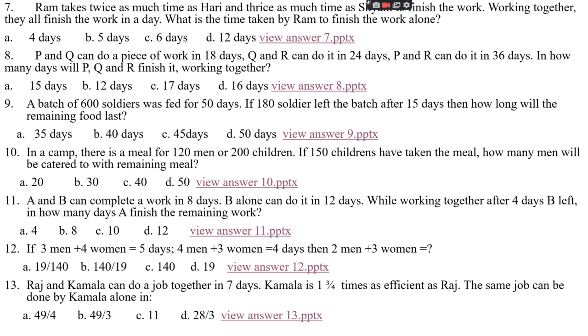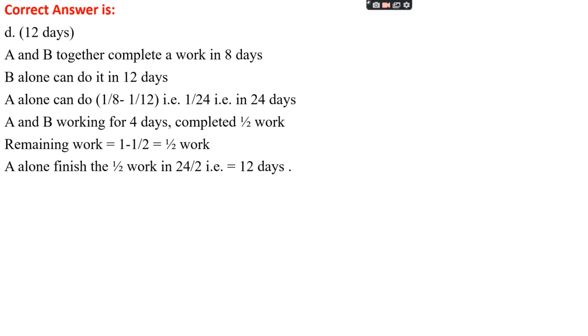Question number 11. A and B can complete a work in 8 days. B alone can do it in 12 days. While working together, after 4 days B left. In how many days will A finish the remaining work? Option A 4, option B 8, option C 10, or option D 12. The right answer is D, 12 days.